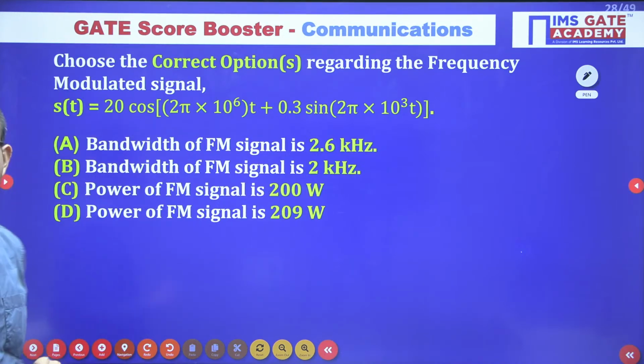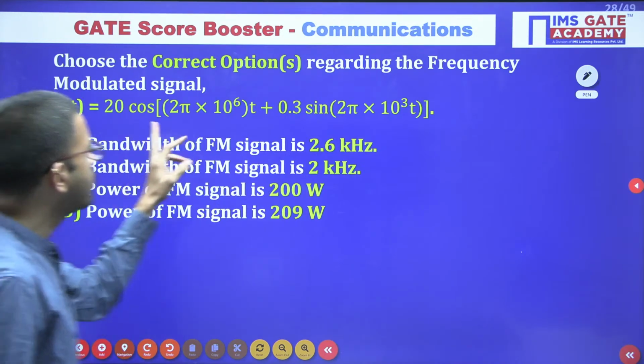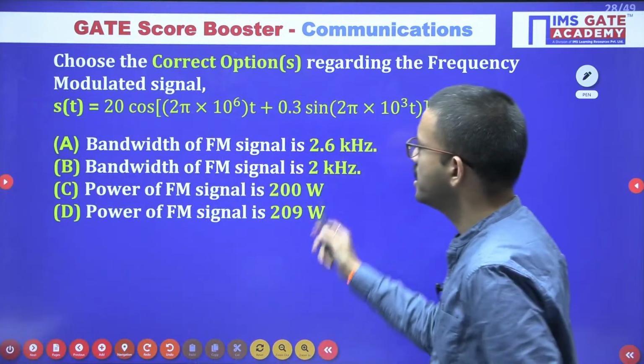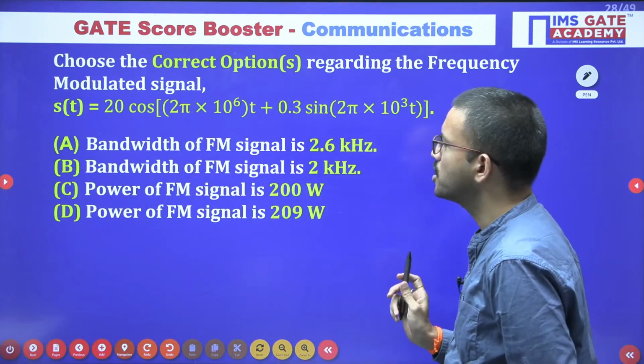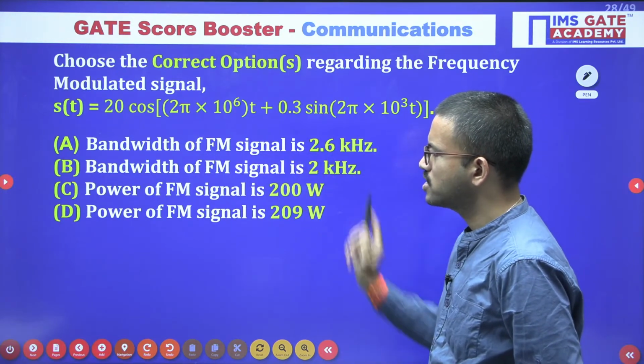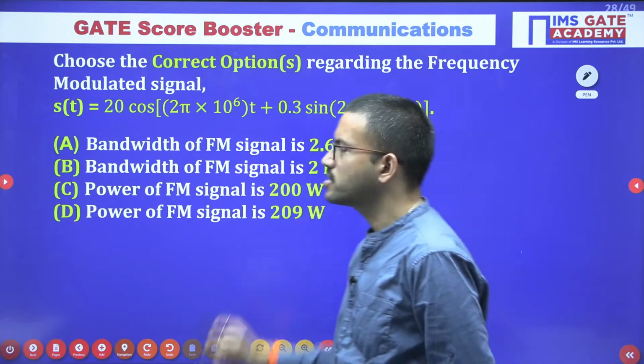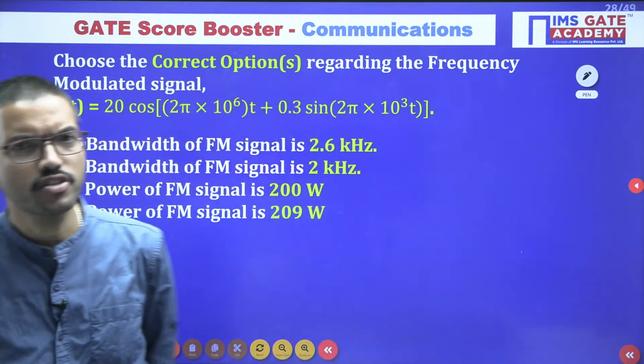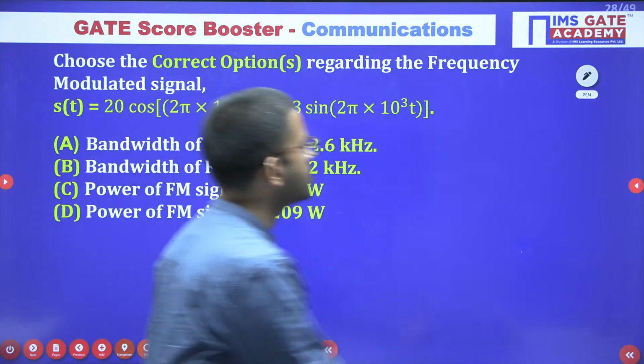This is also an MSQ question. You have to choose the correct option or options. Once again, here also I have given an FM signal only, but a different equation. Here also I have kept the first 2 choices related to bandwidth and the other 2 choices related to power of the FM signal. All of you give it a try. This is the most interesting question.